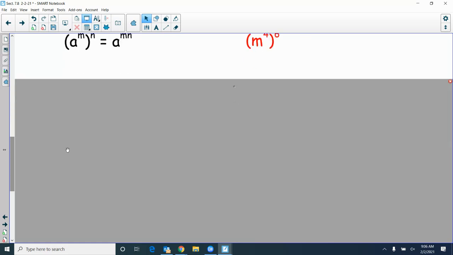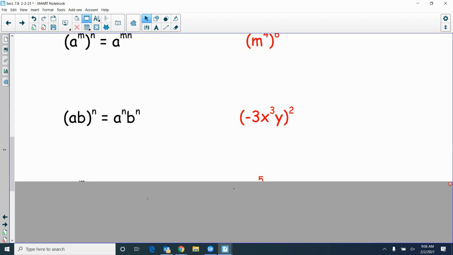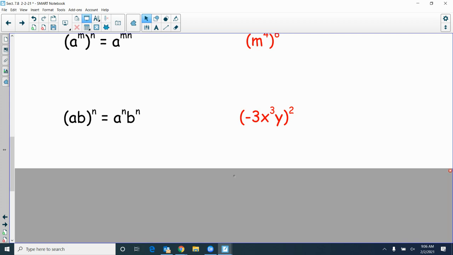Hey, we're back. The important thing on this one: now you have a -3, an x cubed, and a y in there. They're all being raised to that second power. And it's always an issue when you get that number to the power. Don't forget, it is not -3 times 2.